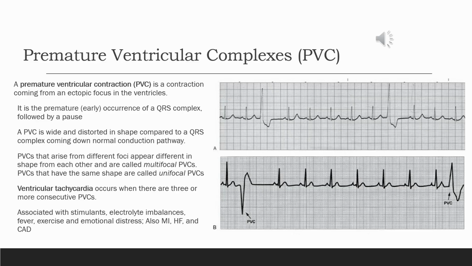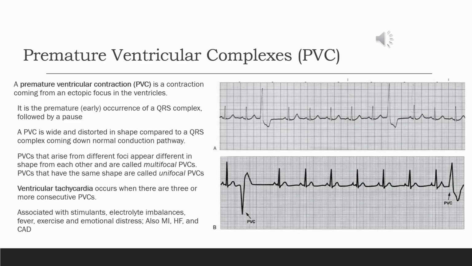Now let's talk about premature ventricular complexes, or PVCs. These are extra heartbeats that originate in the ventricles, and they occur before the next expected normal beat. Essentially, an ectopic focus in the ventricles fires an impulse prematurely, which causes an early QRS complex on the ECG.